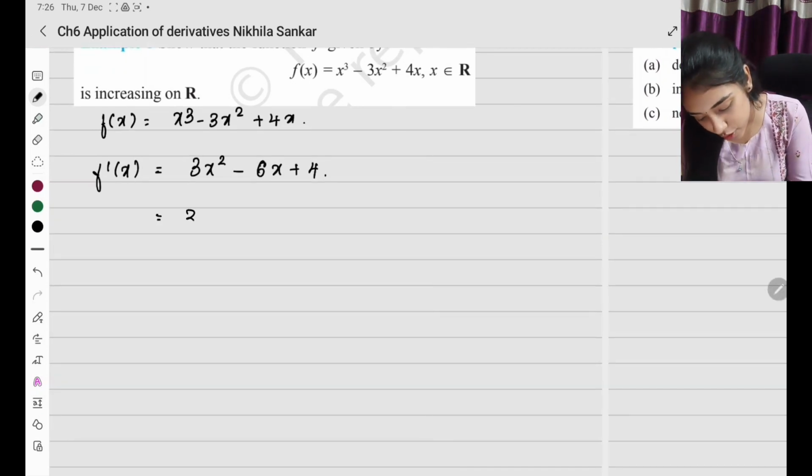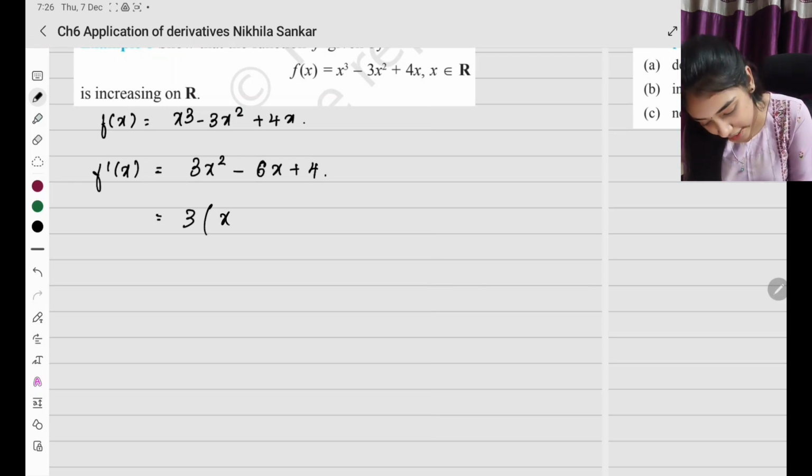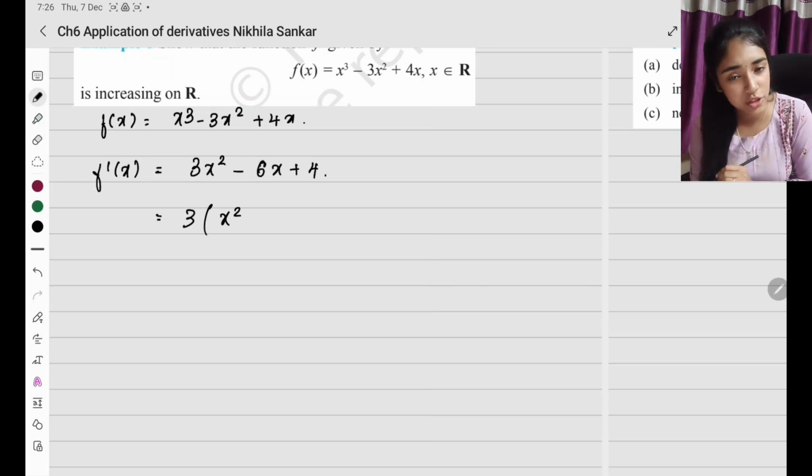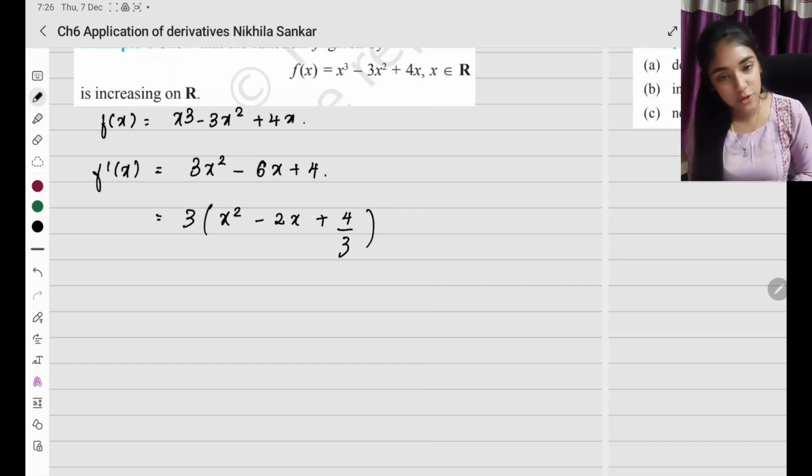So what am I going to do? I'm going to complete the square or split the middle term or anything you can do. So I have 3 times, I'm taking the 3 outside. I want the coefficient of x square to be 1. So I have x square minus 2x plus 4 divided by 3. So this is what is inside.